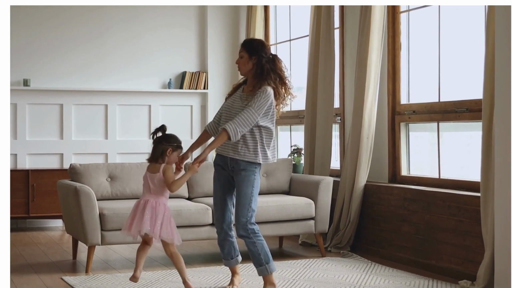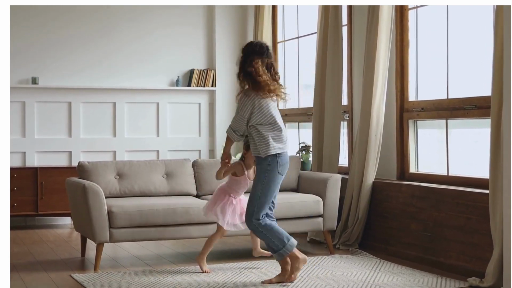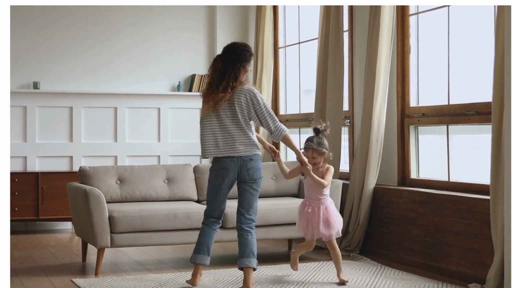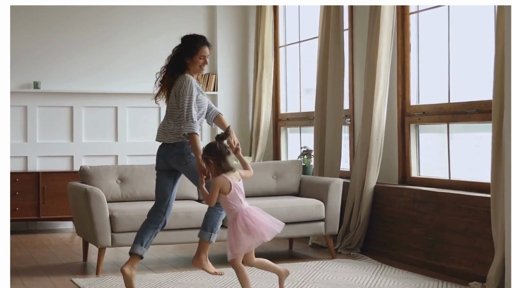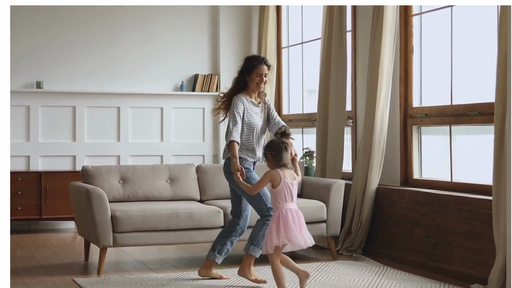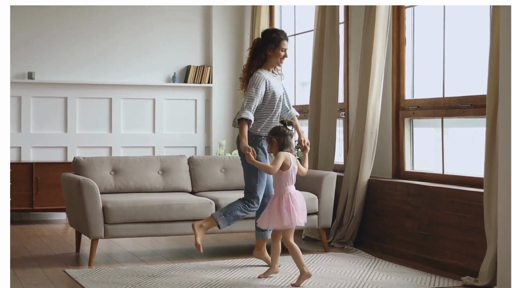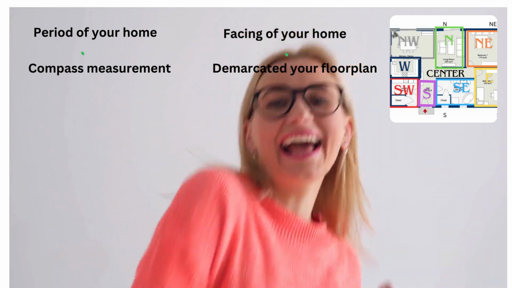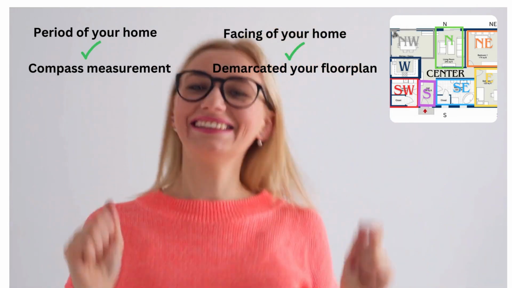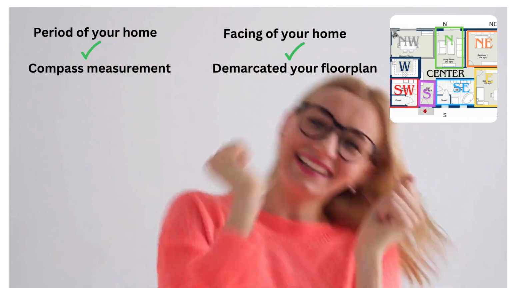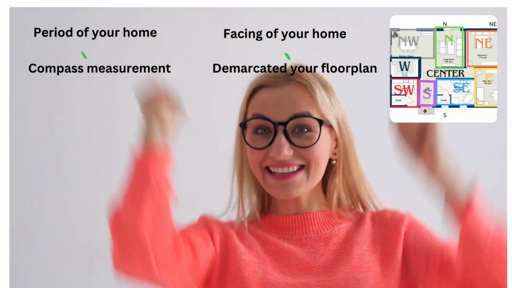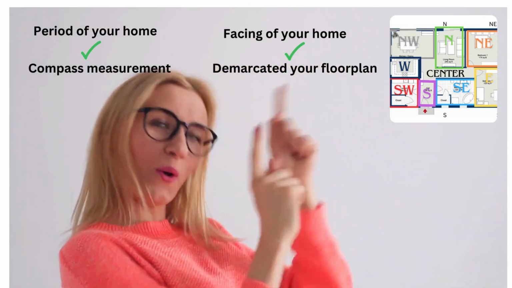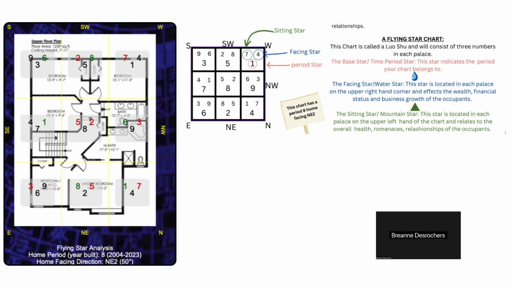Yay, guys. Now we are getting to the fun part where we can start determining the permanent energies and look at what we need to activate or remedy. So we have, yay, the period of your home. We now have the facing of the home, and we've been able to demarcate the layout so we know which direction is occupying which rooms. We've obtained the applicable information. We can now go and move forward with calculating the energies of the home.